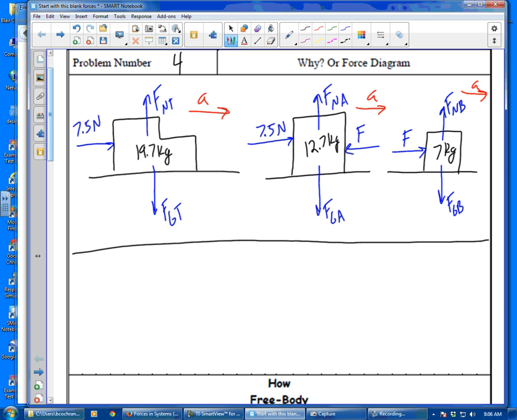I'm actually going to start here so that I use as little space as I need to. So for the system, remember I start with my equation. Sum of the forces equals ma. And I want to first express that equation graphically. I do that by doing the free body diagram. So 19.7 kilograms. There's a force up. It's the force 7.5 newtons to the right. Force down. And there's an acceleration.